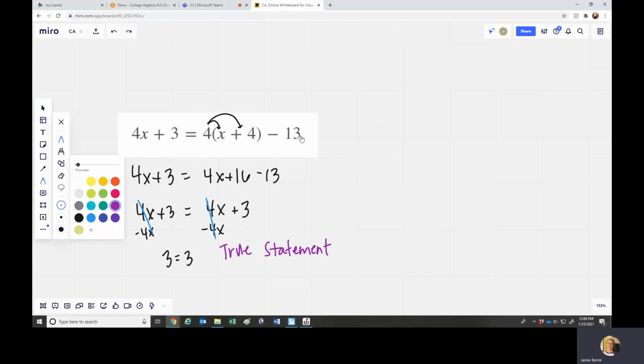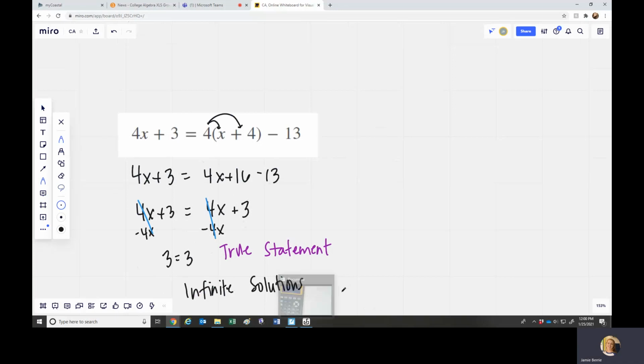Let's use a different color pen. So we know that the answer is infinite solutions. That means you could plug any number into this equation and it would be true. And again, the symbol to represent infinite solutions is that little fancy R.